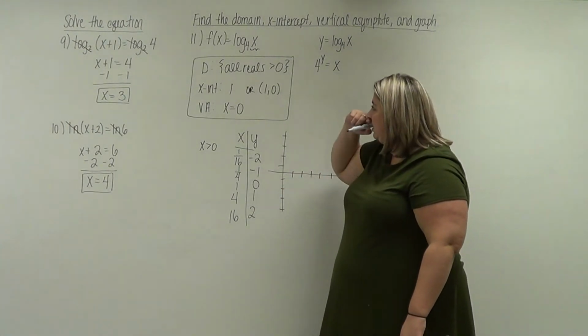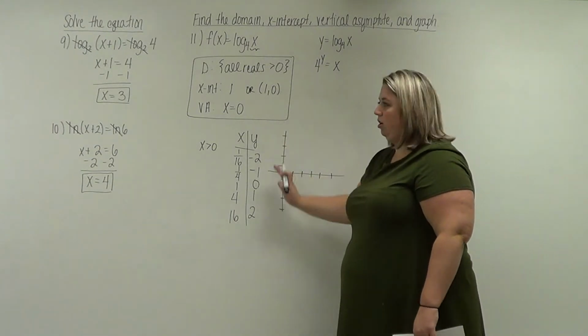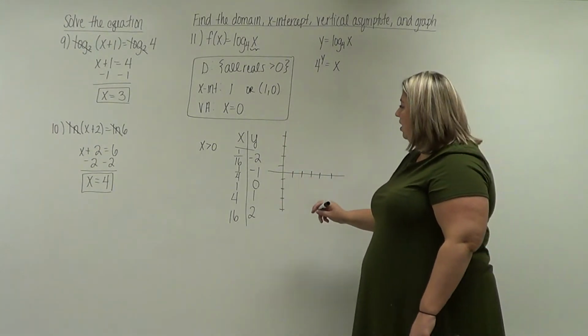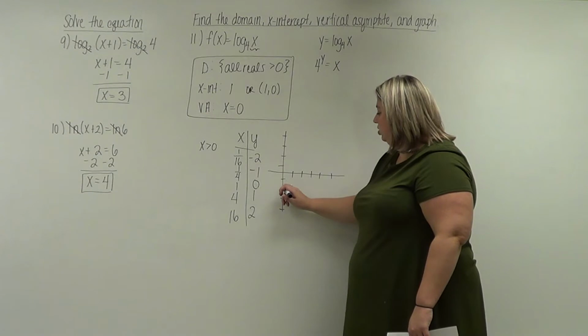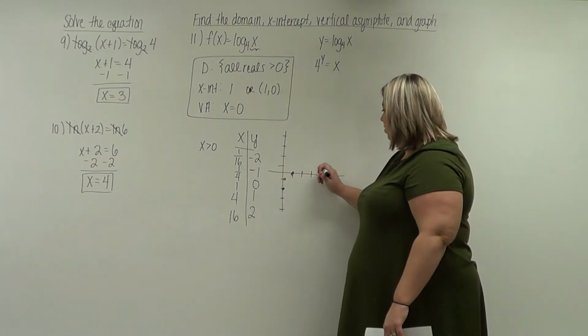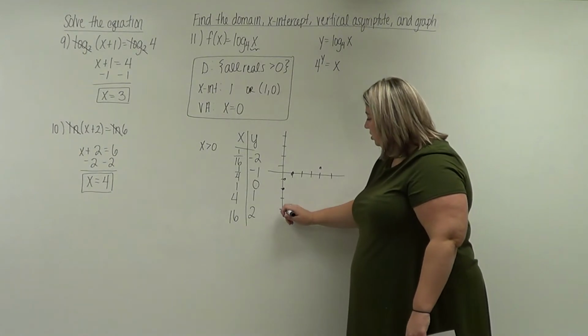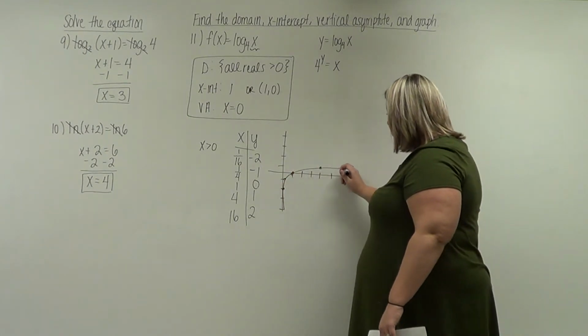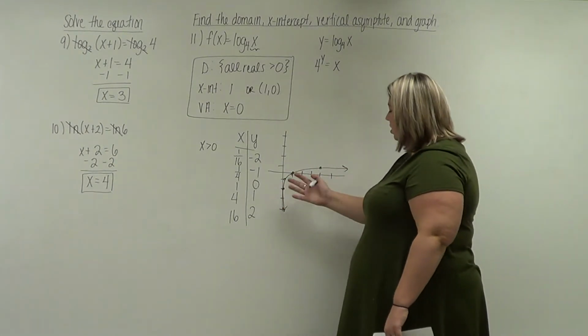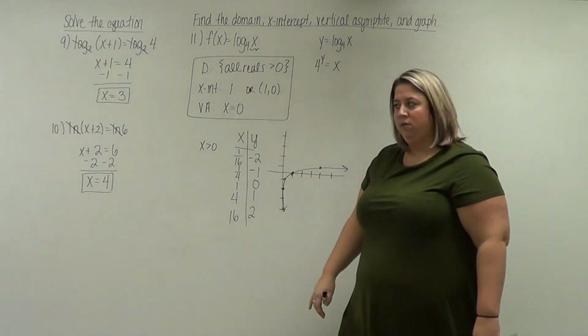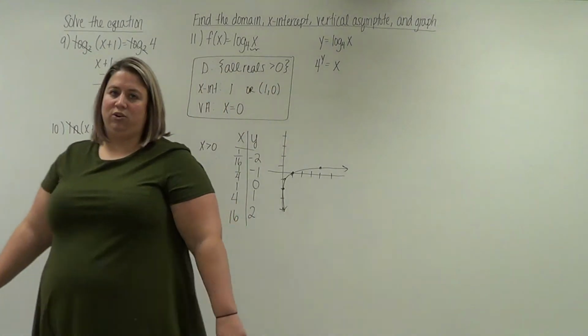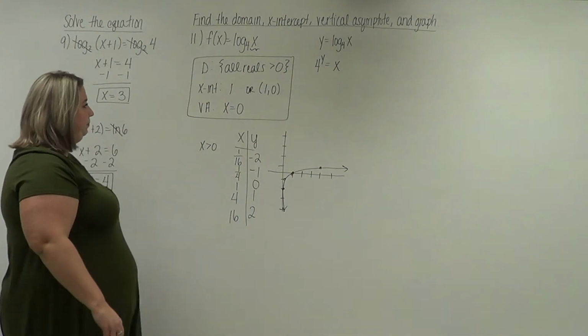If all numbers have to be greater than 0, it means I can't cross this line. So I still have an asymptote. It's just like the graph is turned sideways. They're still curving, but instead of being up and down, now it's going to be right or left. Which makes sense because these are inverses of exponentials.